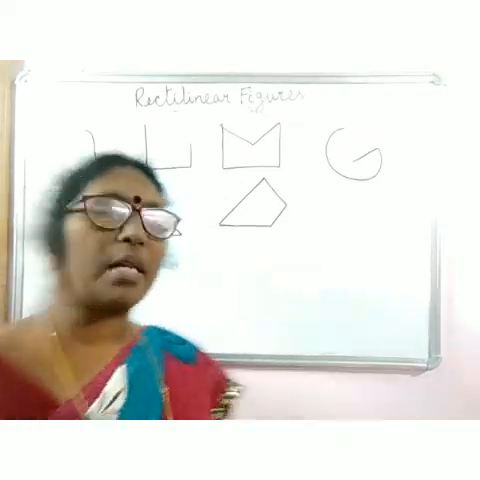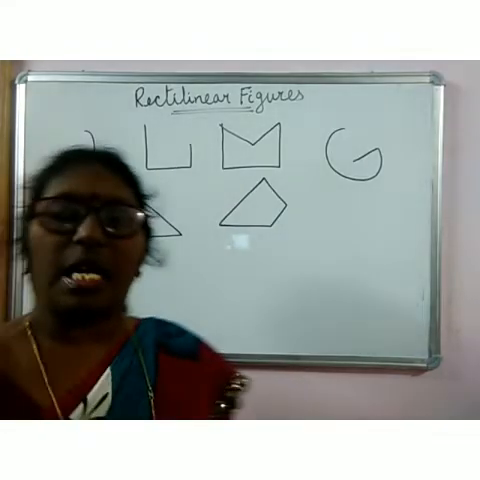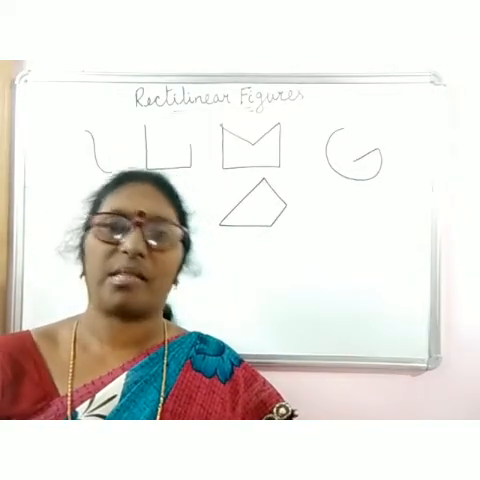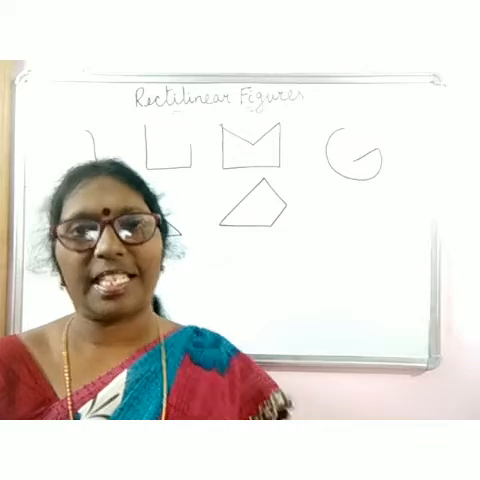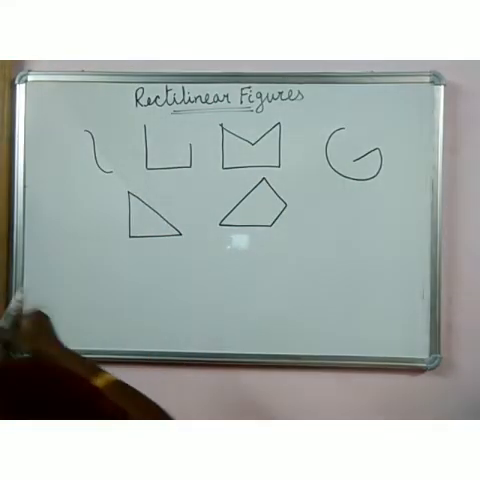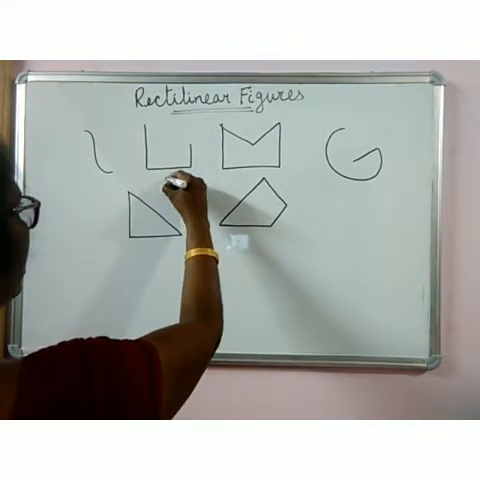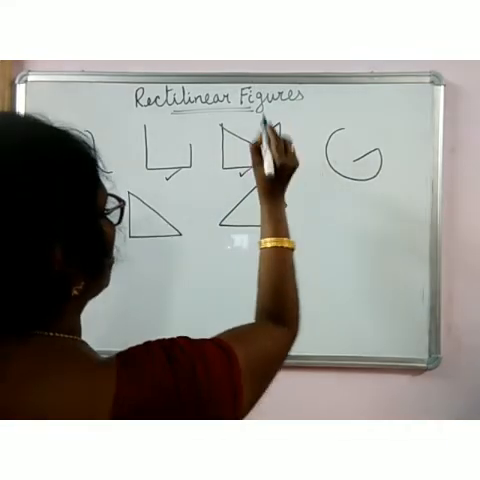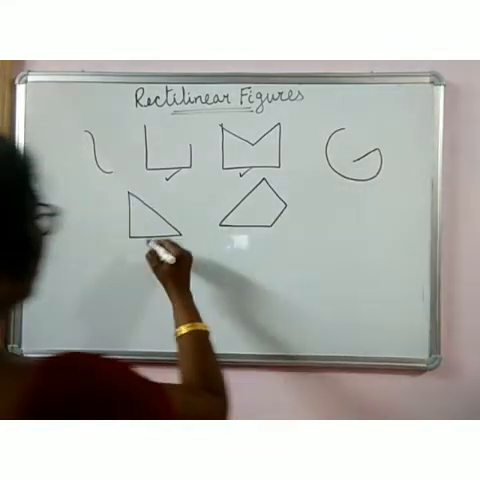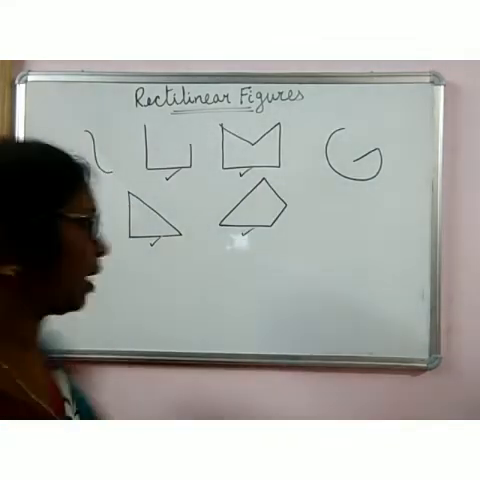Now, what are rectilinear figures? A plane figure made up of only line segments is known as a rectilinear figure. Now in all these figures you see, this is not a line segment. This figure is made up of only line segments. This one also has line segments, but in this one an arc is there, so no. This is also made up of line segments. This is also made up of line segments.